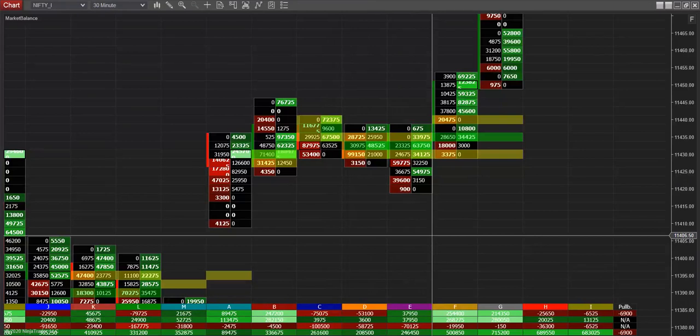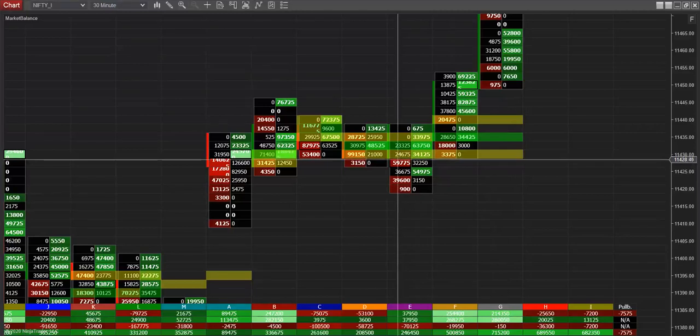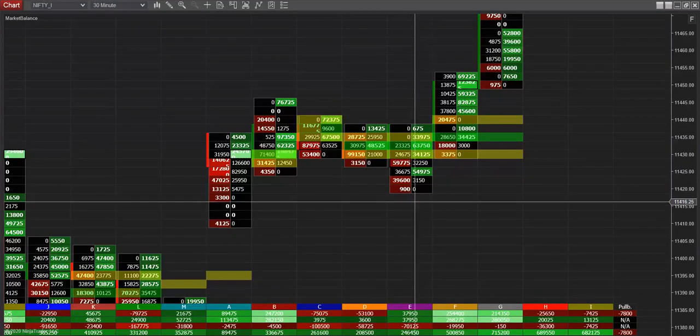Now, when there is a positive delta divergence at support, do you expect prices to move higher, or do you expect prices to come down? You expect prices to go up, or at least take a pause at this point. Right, yes. That is how I have to use this, my dear friends.